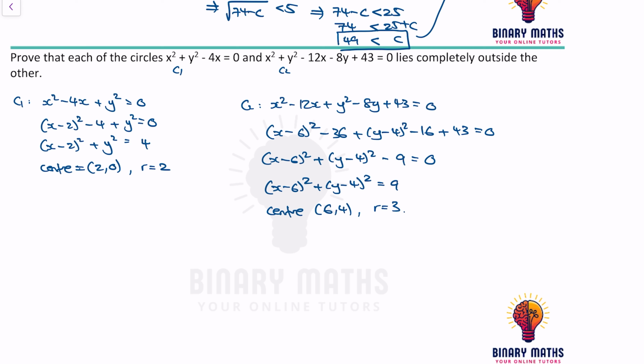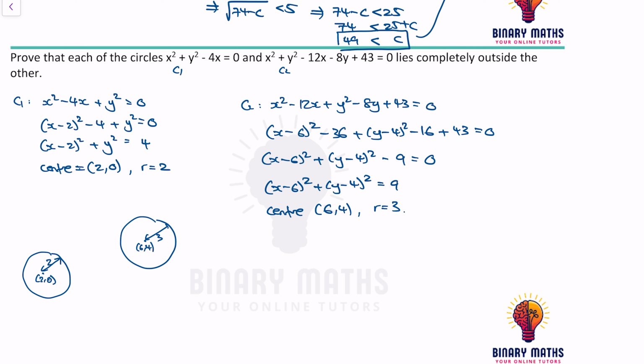Now, if I roughly sketch these, because they're supposed to lie completely outside each other, they can't intersect. So my first circle, if I draw it, has center at (2, 0). My radius is 2. And my other circle is somewhere here. Doesn't matter where it is, but it's not inside, not touching the first circle: center (6, 4) and the radius is 3.